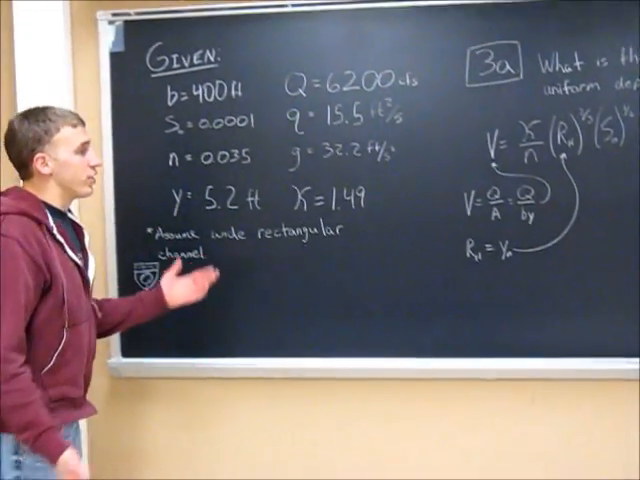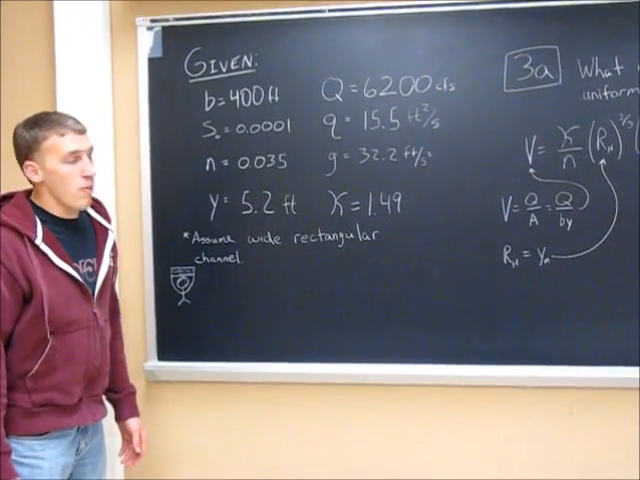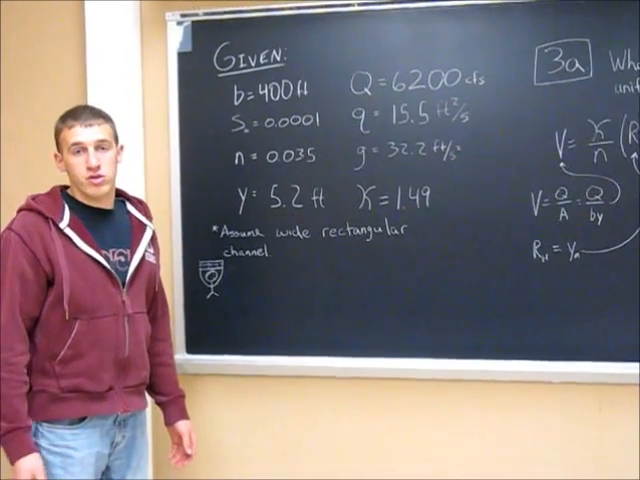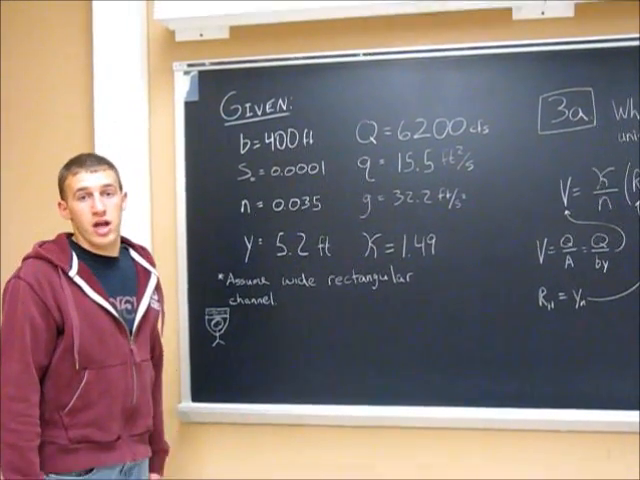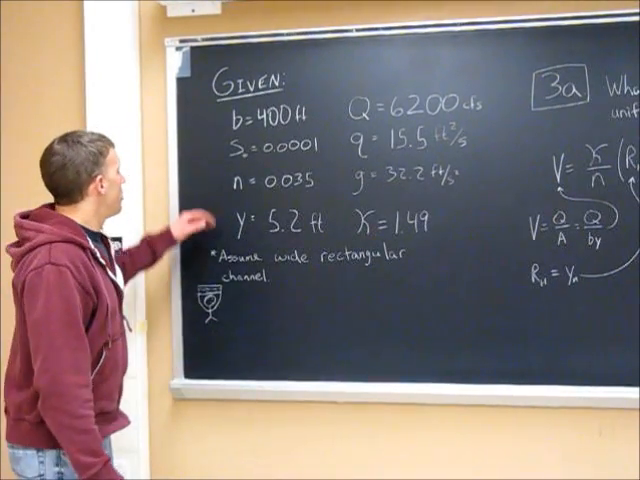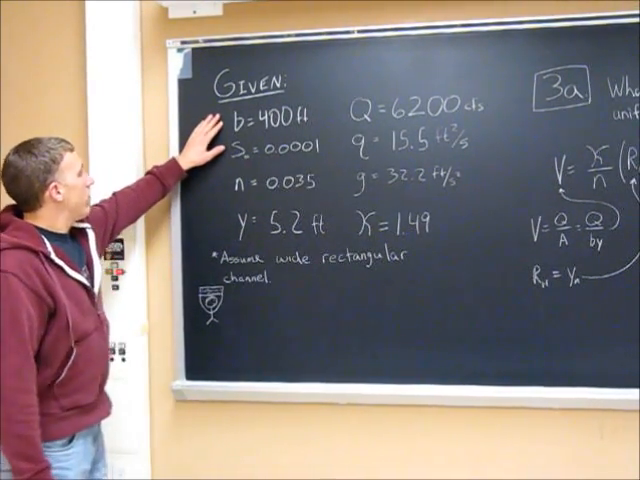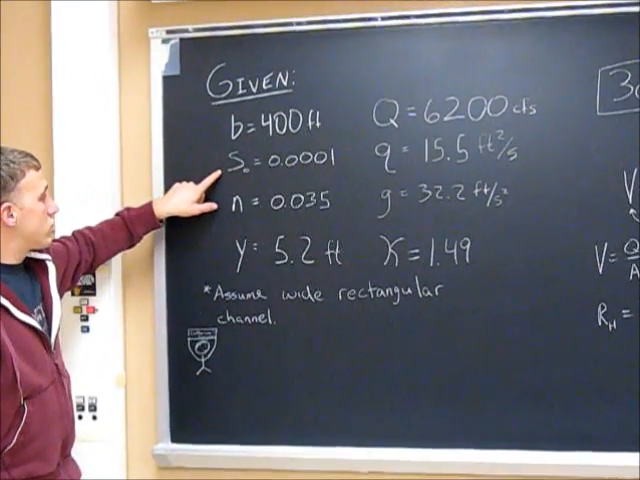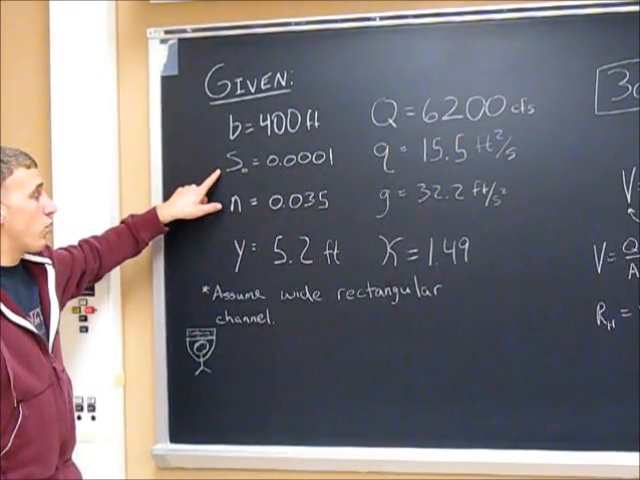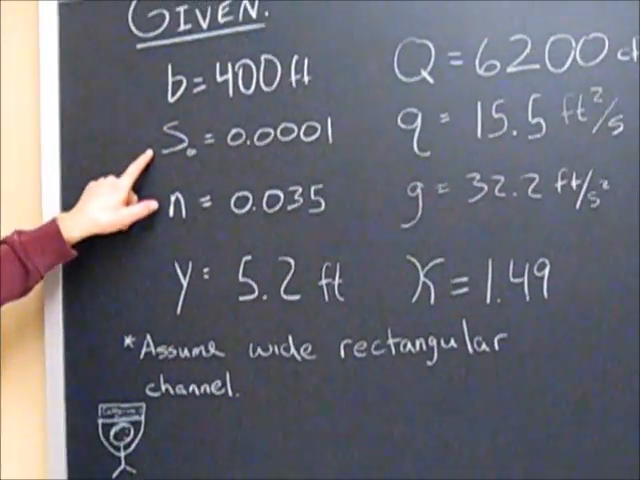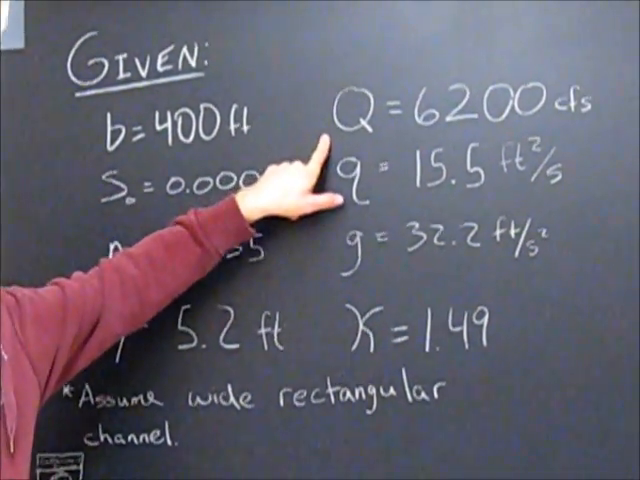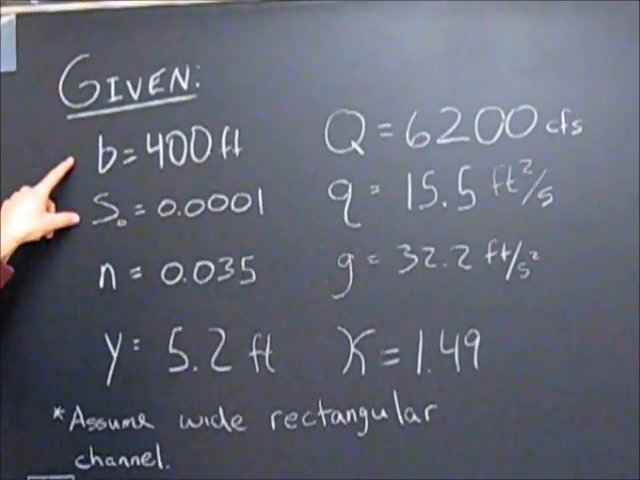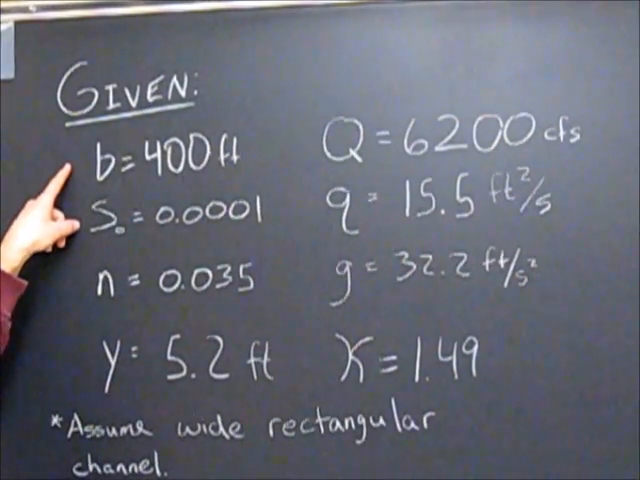So we have a problem here where we're going to look at the Wabash River and look at the backwater profile classification and some other characteristics using Manning's equation and other values that we've been given. First off, our givens: our B value is equal to 400 feet. Our slope is equal to 0.0001, and our Q value, which is the flow rate, is equal to 6,200 cubic feet per second. These three values we got off of the USGS website for the Wabash River.